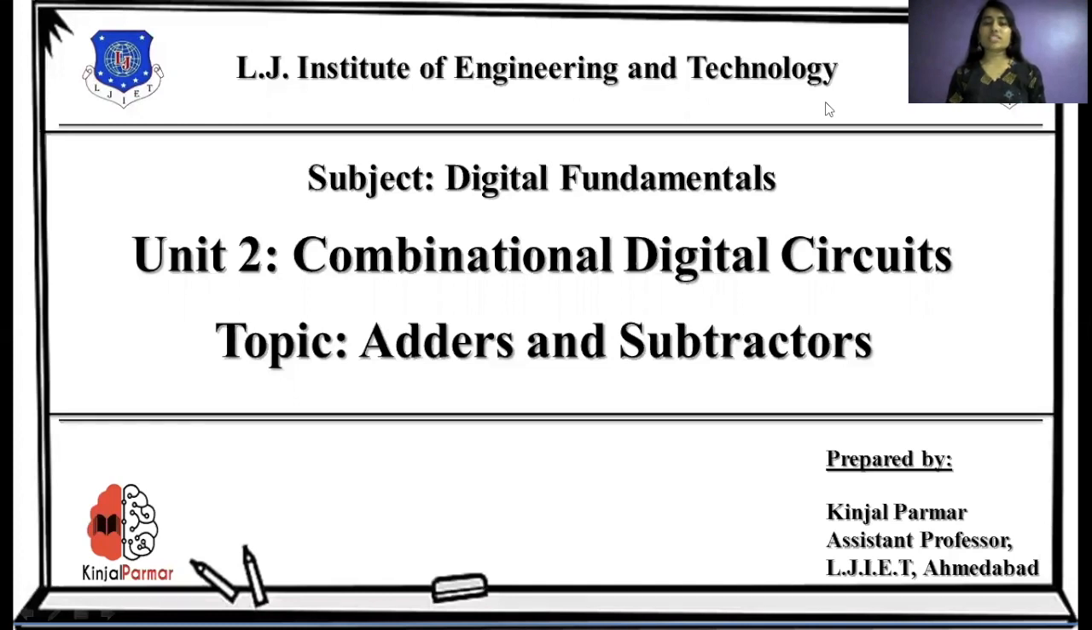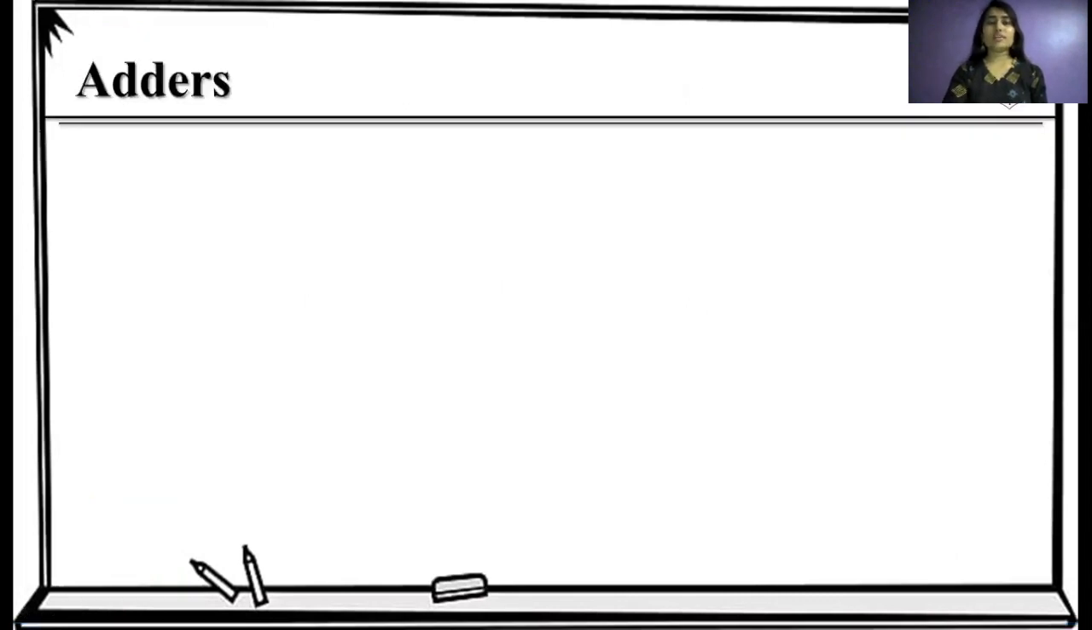Today we will discuss adders and subtractors combinational digital circuit. So let's start with adders.